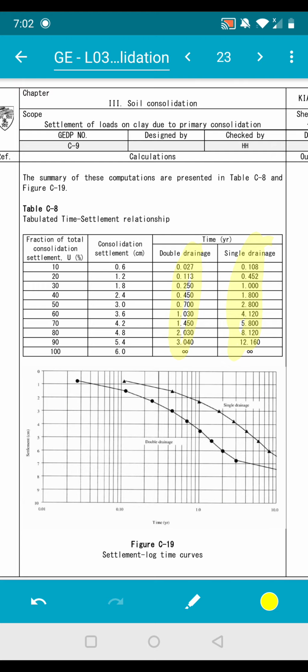Percent of consolidation is here, 10%, 20%, until 100%. It relates to the consolidation settlement that you have calculated, and also the time for the 2 cases. Okay. From here, you can come up with 2 sets of data for this settlement log time curve. Okay, you have your settlement on the y-axis and your time on the x-axis. Okay, so make a difference between these two.